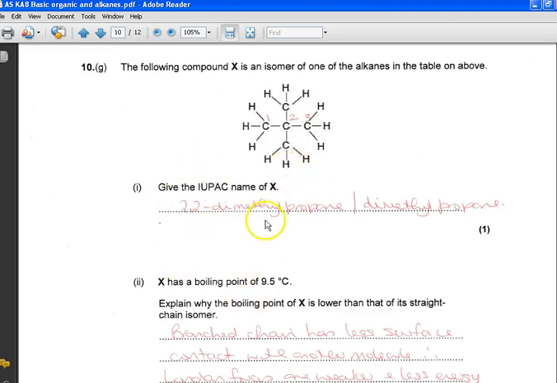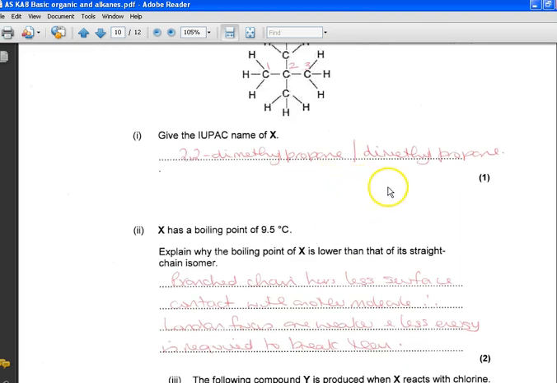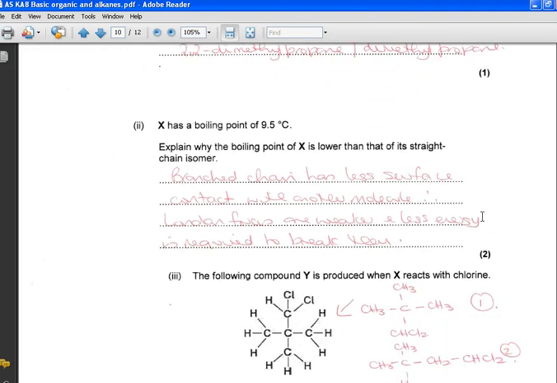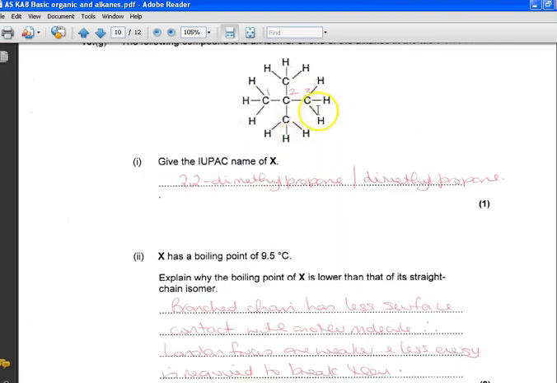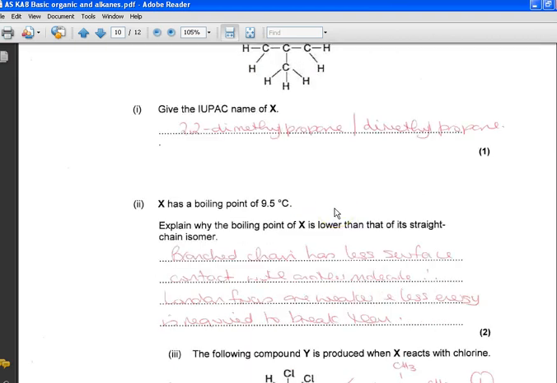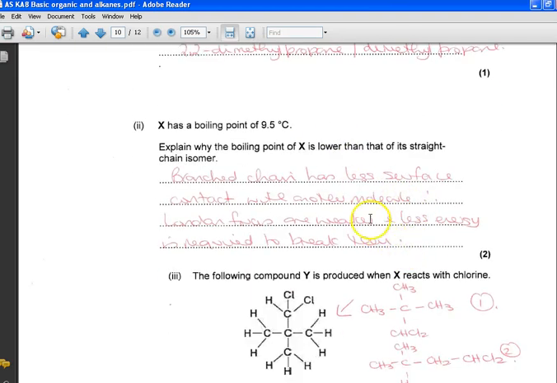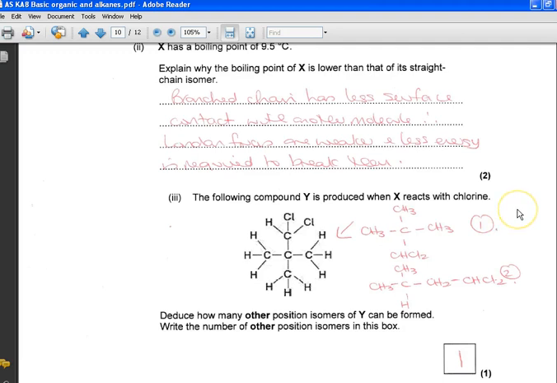Now you can either say 2,2-dimethylpropane, that's fine, or you could just say dimethylpropane, because it can't be anything else. Because if you put those methyl groups anywhere else, you would extend the length of the chain. But either of those answers would do. And you're told about the boiling point, and you're asked to explain why the boiling point of this is lower than the straight chain isomer, and that obviously comes down to the branched chain having less surface contact with another molecule. London forces are weaker, and therefore less energy is required to break them.